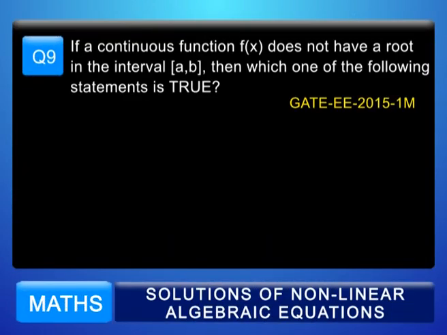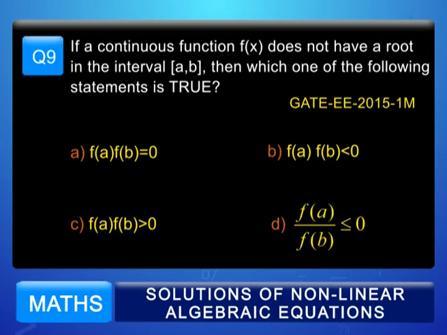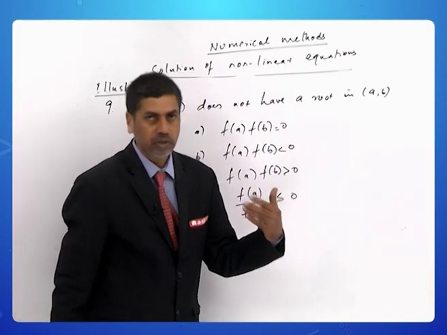Question number 9. If a continuous function f of x does not have a root in the interval (a, b), then which of the following statements is true? f(a) into f(b) is equal to 0, f(a) into f(b) less than 0, f(a) into f(b) greater than 0, f(a) by f(b) less than or equal to 0. A very fundamental question.